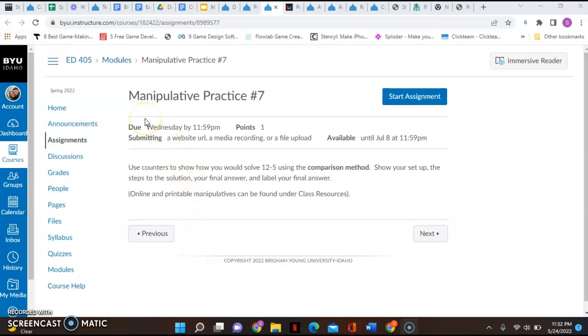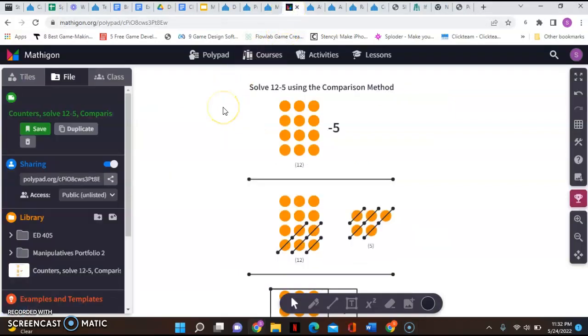Okay, so here we have manipulative practice number 7. What we had to do was solve 12 minus 5 using the comparison method, and we had to use the counters as the manipulatives. So what I did here was construct 12 counters minus 5. This is the original equation that we have for the manipulatives.